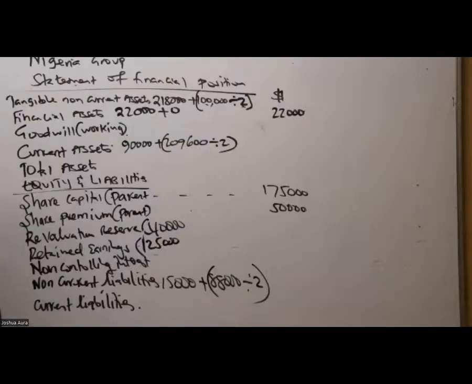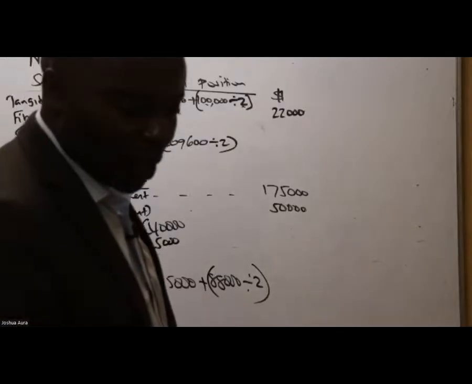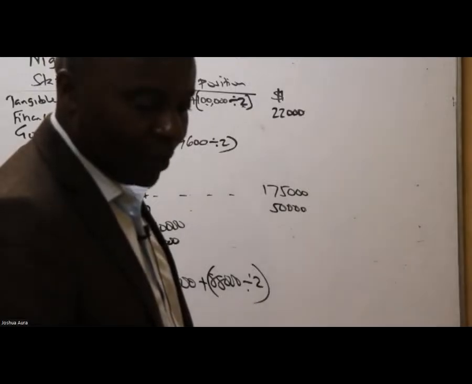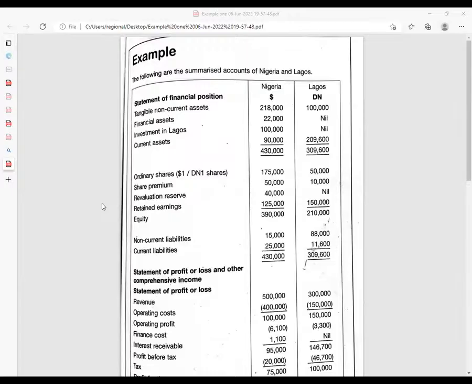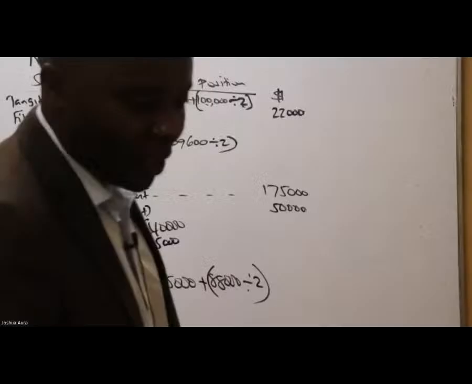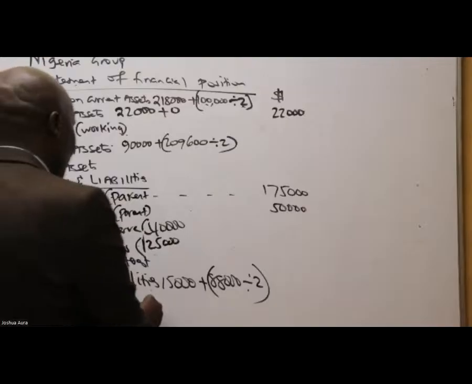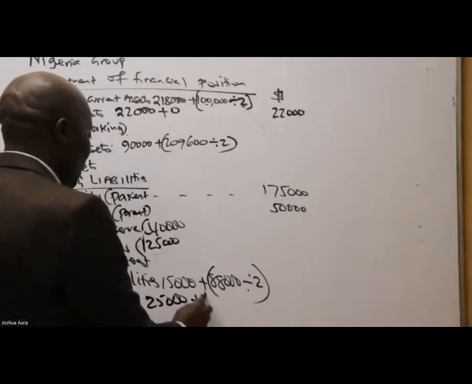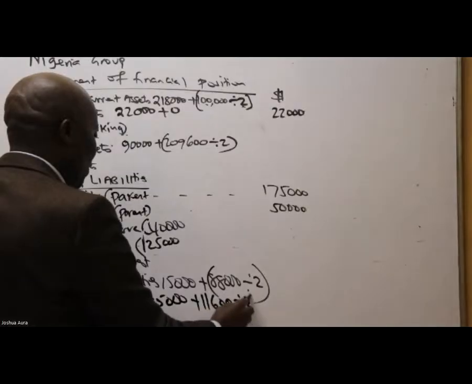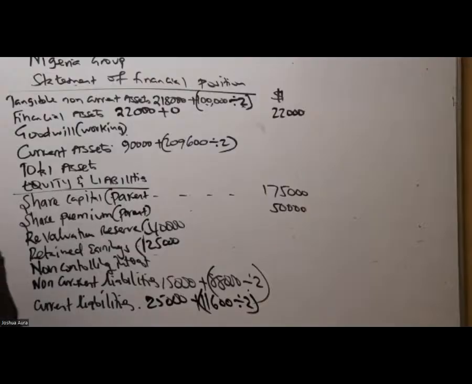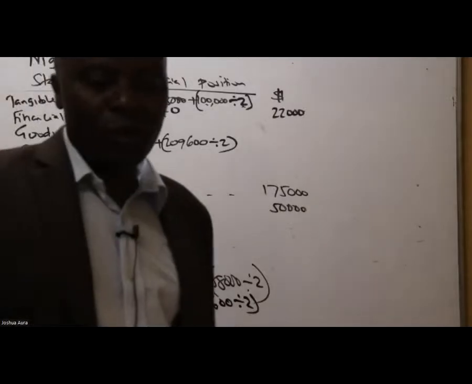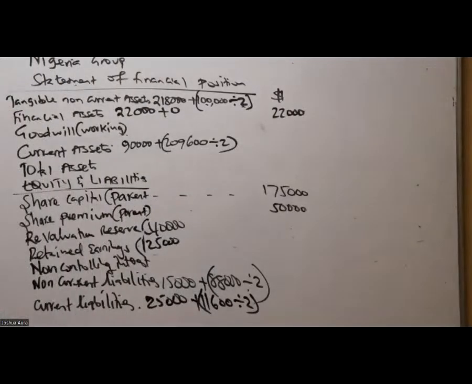So go straight away to the current liabilities. Under current liabilities, I can see 25,000 plus 11,600. For purposes of having the same currency, this one has to be retranslated at the closing rate. Ladies and gentlemen, after you do that, what will be the next thing to be done? Listen to me very well. Now we embark on the workings.